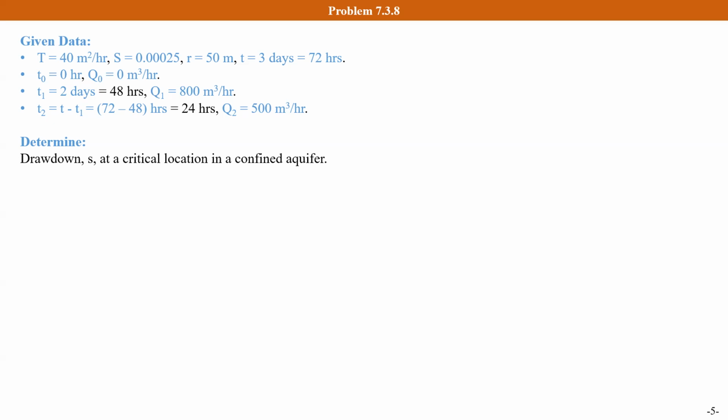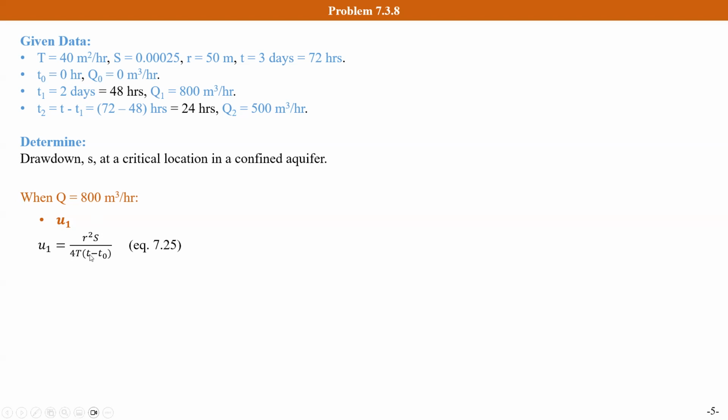Because in this problem, we have 2 different flow rates. So let's consider the situation when the Q equals 800 cubic meter per hour. Let's calculate the U1 by applying equation 7.25. The distance R is 50 meters. The storage coefficient is 0.00025. And the transmissivity is 40 square meter per hour.